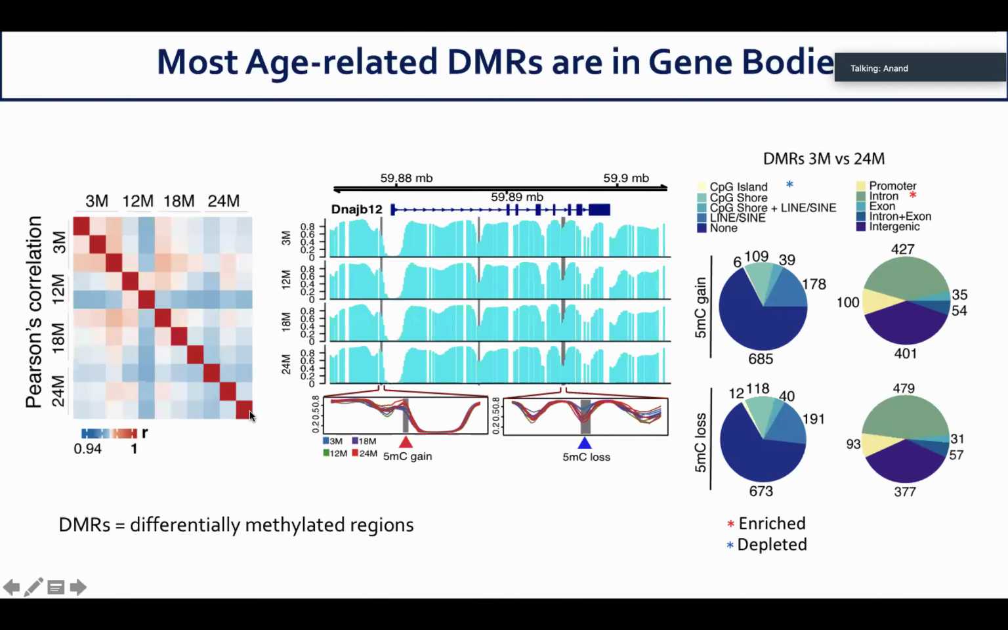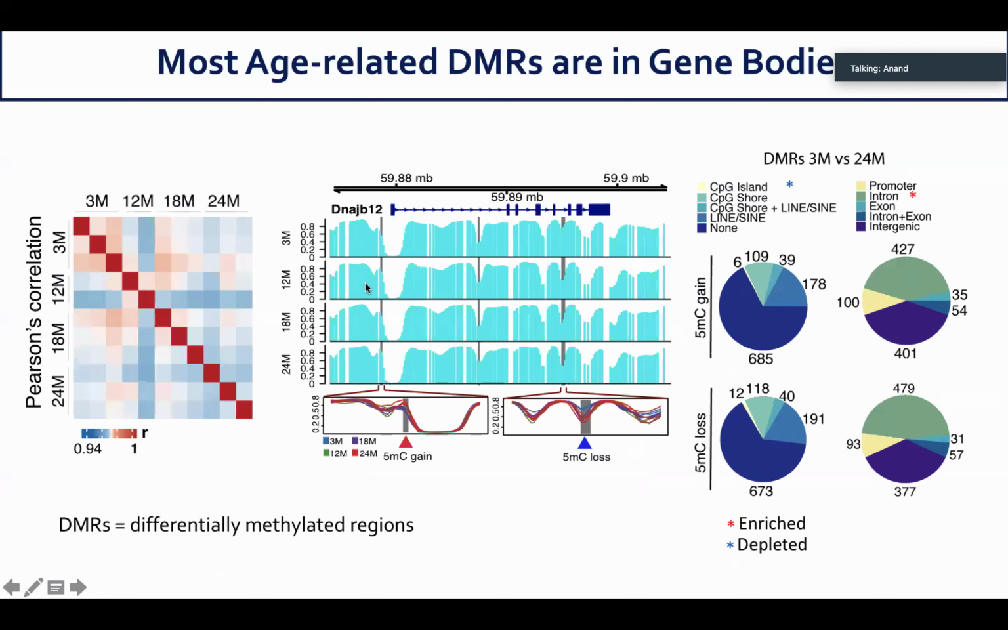So when we do that, this is a Pearson correlation. As you can see, these are different samples at 3 months, 12 months, 18 months, and 24 months. And you can see the samples correlate pretty reasonably well. And remember, this is 0.94 correlation. So that's the minimum that is being shown here. And then R equal to 1 is over here.